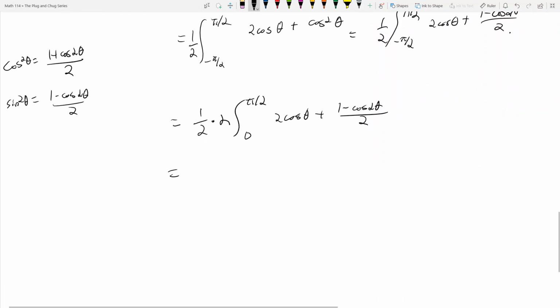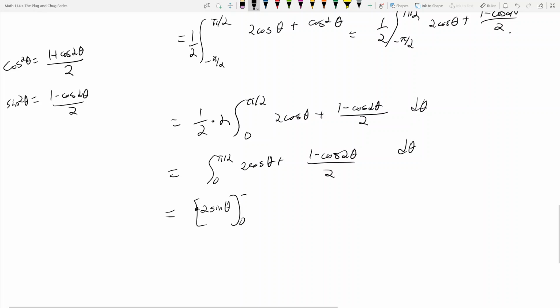Okay, so here we go. That cancels out the front, actually. So now I just have the integral from 0 to pi over 2 of 2 cosine theta. I know this is a lot of rewriting the same thing over and over. Apologize for that, but we'll get moving. Okay, and now we integrate each piece. This becomes positive 2 sine theta from 0 to pi over 2. And then you have a plus 1/2 theta from 0 to pi over 2.